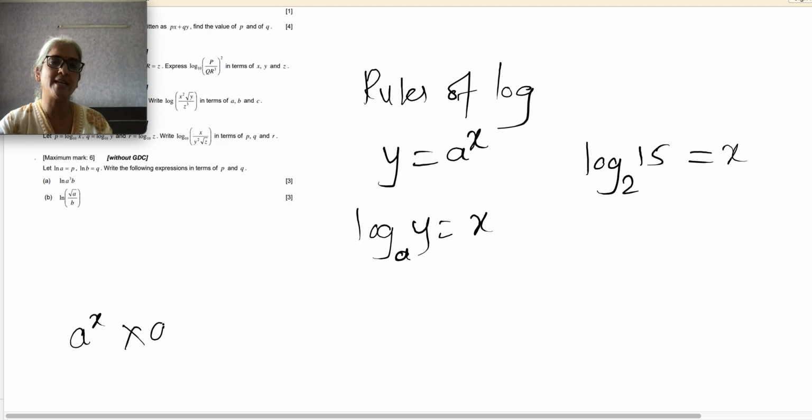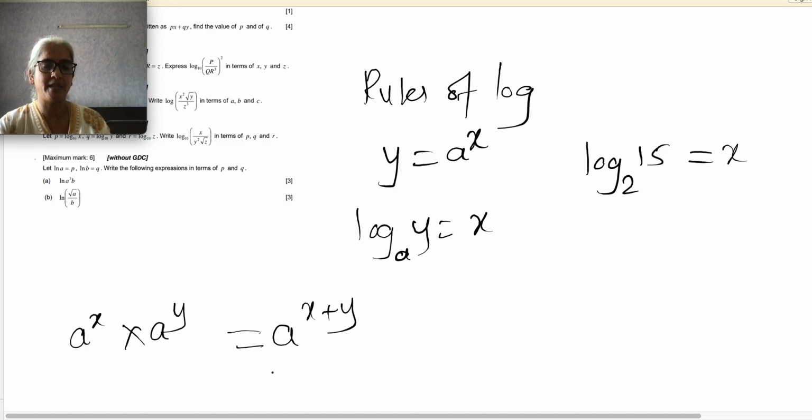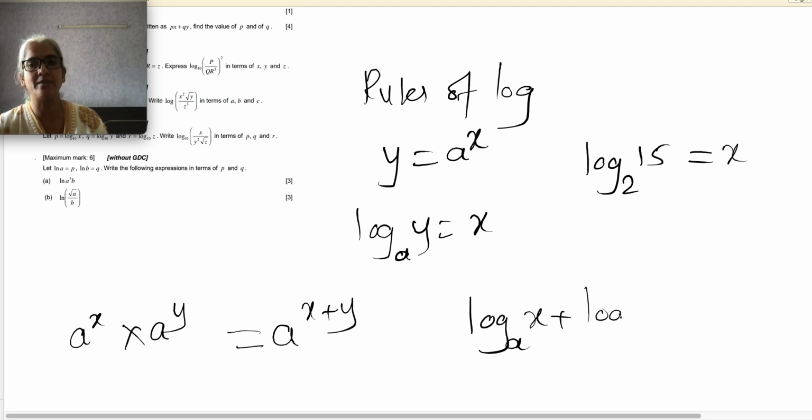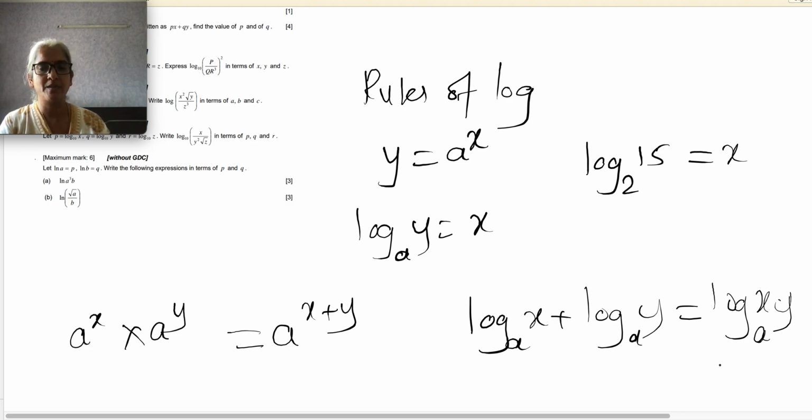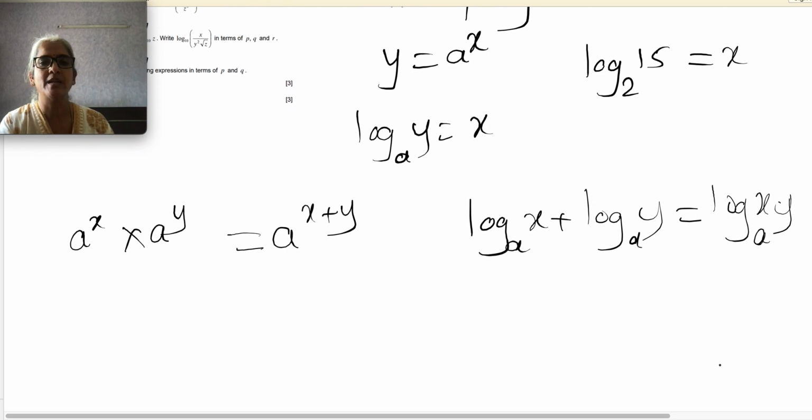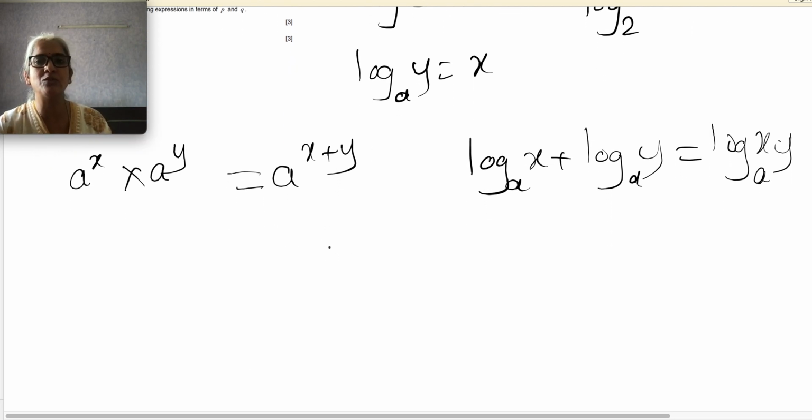The first rule says a raised to x times a raised to y. If the base is the same and the indices are getting multiplied, then we add the indices. Correct? In logarithm, it's exactly the opposite. So addition of two logs would be the same as multiplication of the same. Or the other way around, I can look at multiplication as, let's take an example the way we used to do for exponents also.